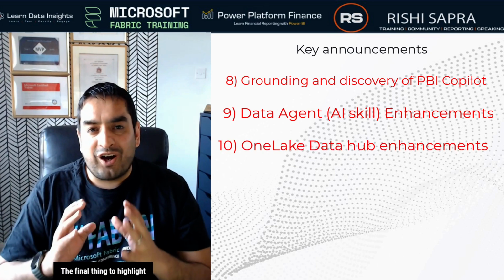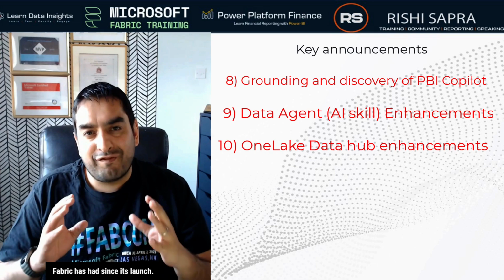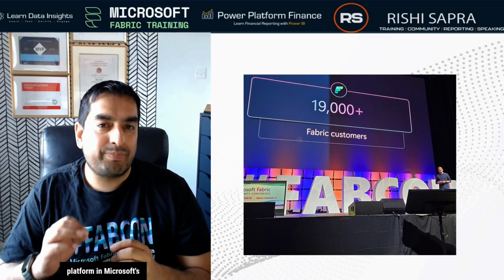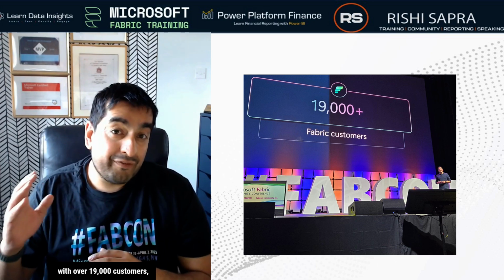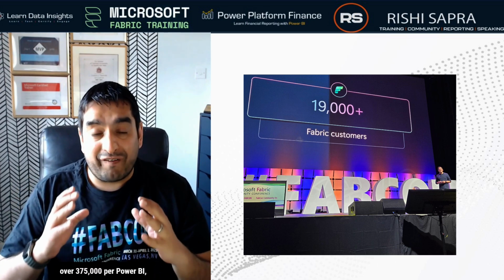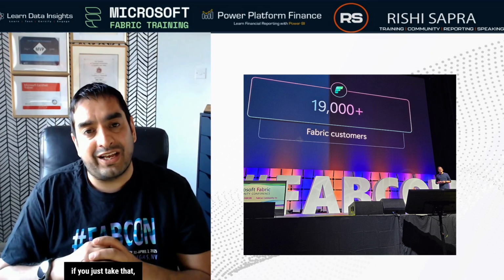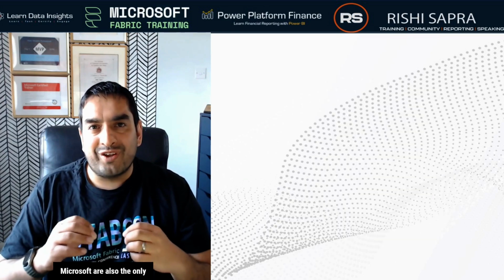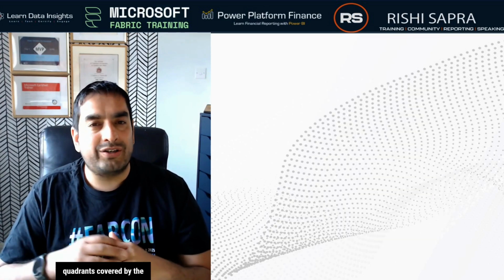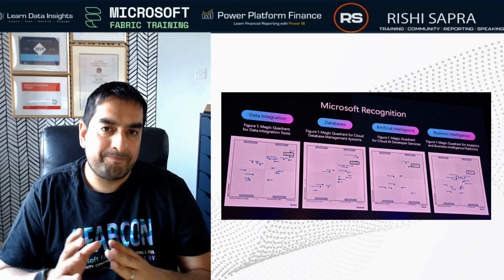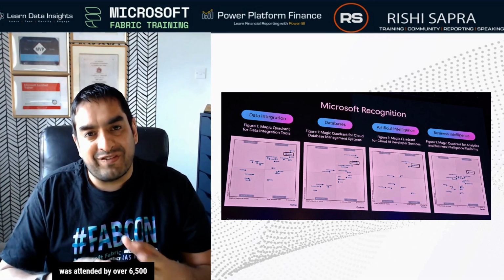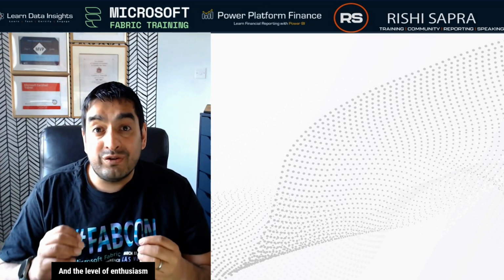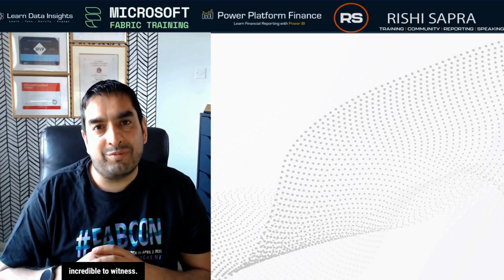The final thing to highlight is just how much traction Fabric has had since its launch. Microsoft Fabric is now the fastest growing analytics platform in Microsoft's history, with over 19,000 customers, over 375,000 for Power BI, if you just take that, and includes the majority of the Fortune 500. Microsoft are also the only vendor leading in all of the Magic Quadrants covered by the capabilities in Fabric. The conference, as I said, was attended by over 6,500 people across a range of industries and roles, and the level of enthusiasm for the platform was just incredible to witness.